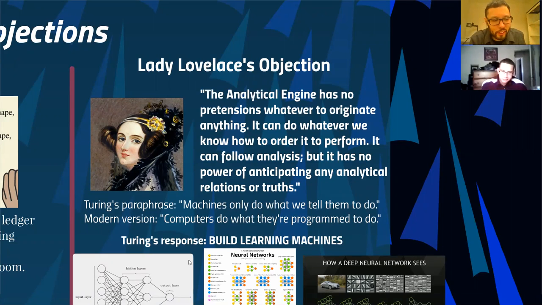Right? So when I program a computer to play chess, I'm writing that program. So in some sense, I'm really the one that's playing chess. And the computer is just sort of helping me do it. But the computer doesn't really play chess. The computer is only doing what I tell it to do. It doesn't have any idea what it's doing. It's just doing what I tell it to do.